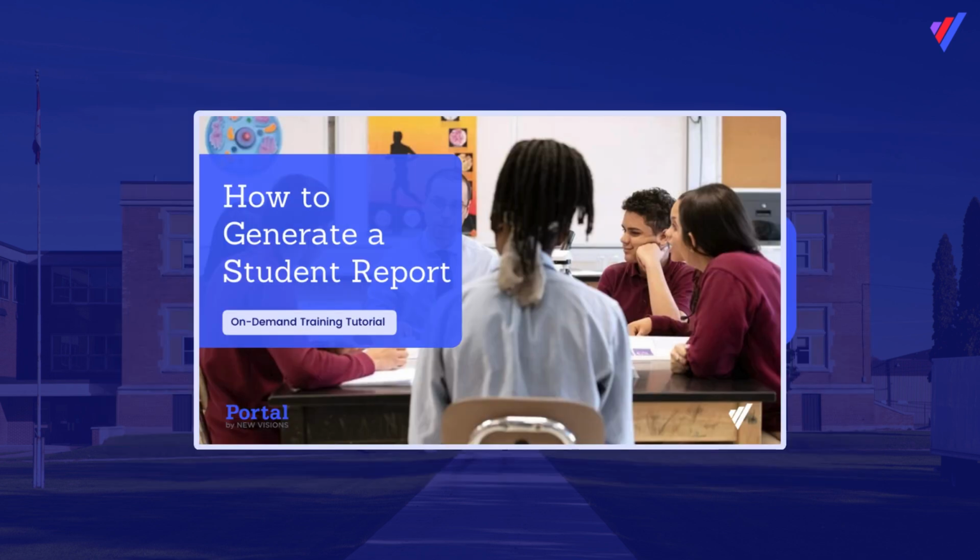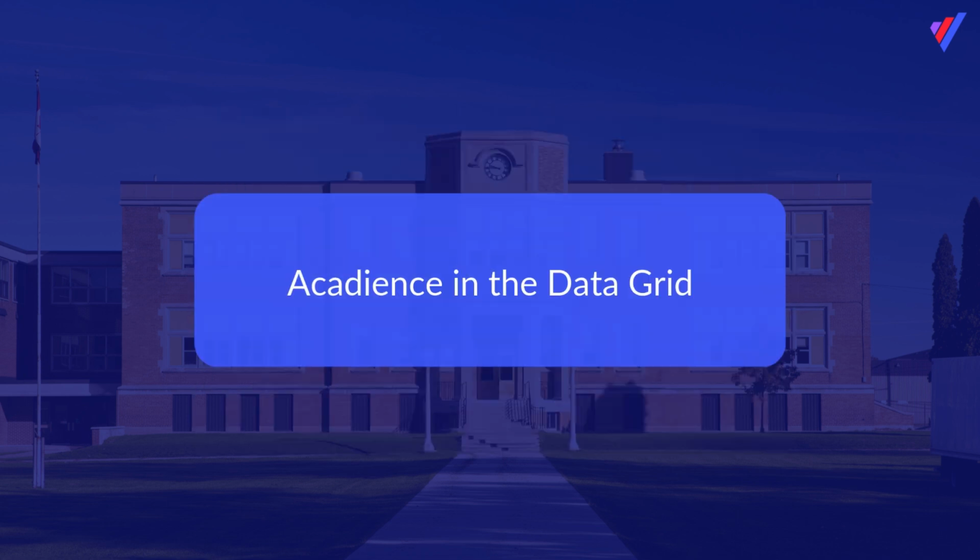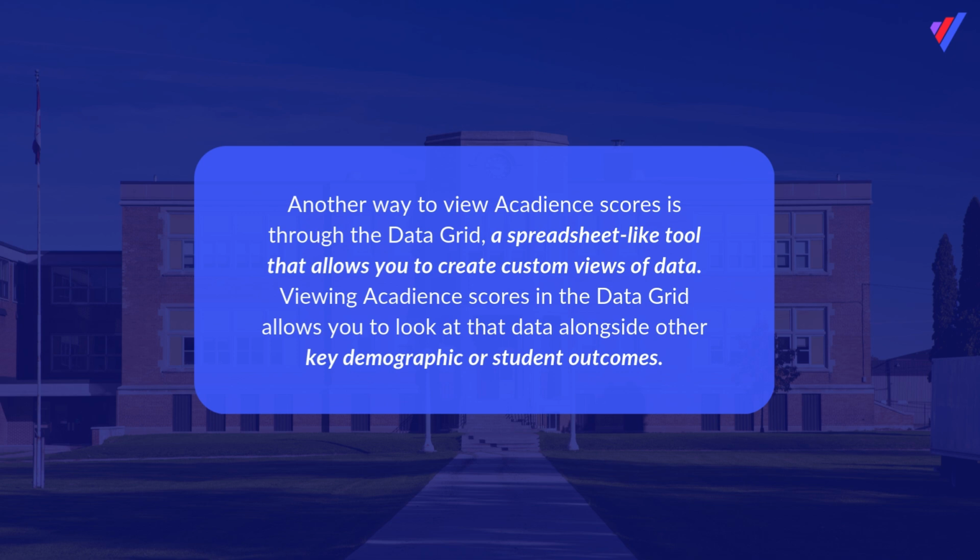For more information on how to generate reports that can be used when meeting with a guardian and/or student, please watch our Generating Student Reports tutorial. Acadience in the data grid. Another way to view Acadience scores is through the data grid, a spreadsheet-like tool that allows you to create custom views of data.